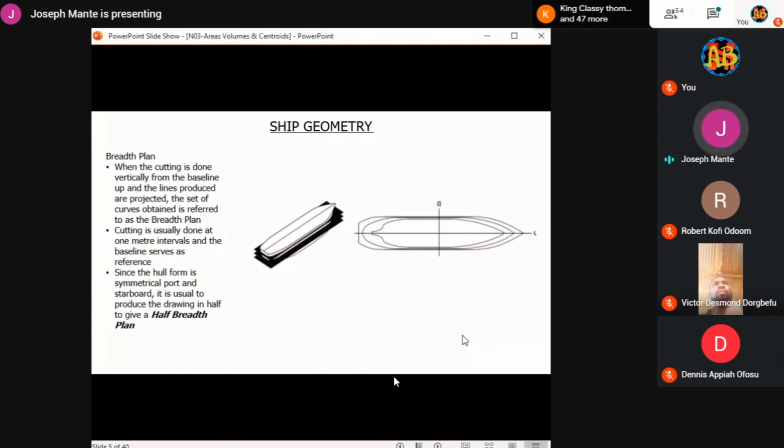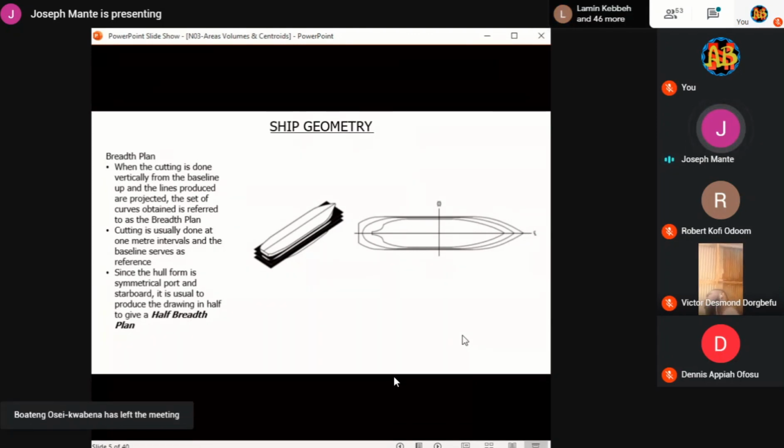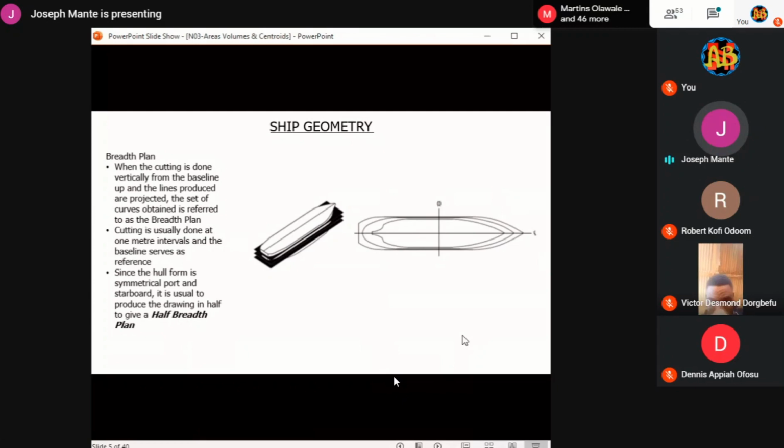So when you take the plantain chips, seeing the way they have sliced it, that is the way the shapes are also being done. So you slice it. From when you have the whole shape, you stand somewhere, then you cut the first face, then the second face, then the third face, till you get to the baseline of the shape. So that becomes our breadth plan.